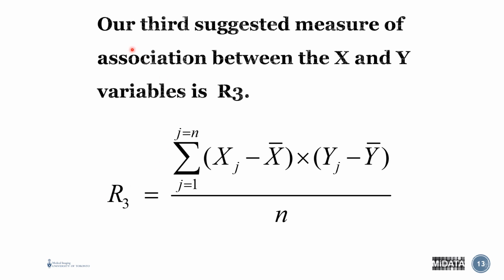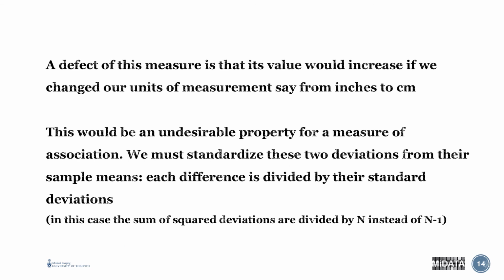So here, our third suggestion, which we're going to call R3, for the measure of association between X and Y, is going to be the sum of the difference of X from its mean times the difference of Y from its mean, divided by the total. Now, unfortunately, there's still a bit of a problem. A defect in this measure is that its value would increase if we changed our units of measurement, say from inches to centimeters. And this would be a problem for our measure of association.